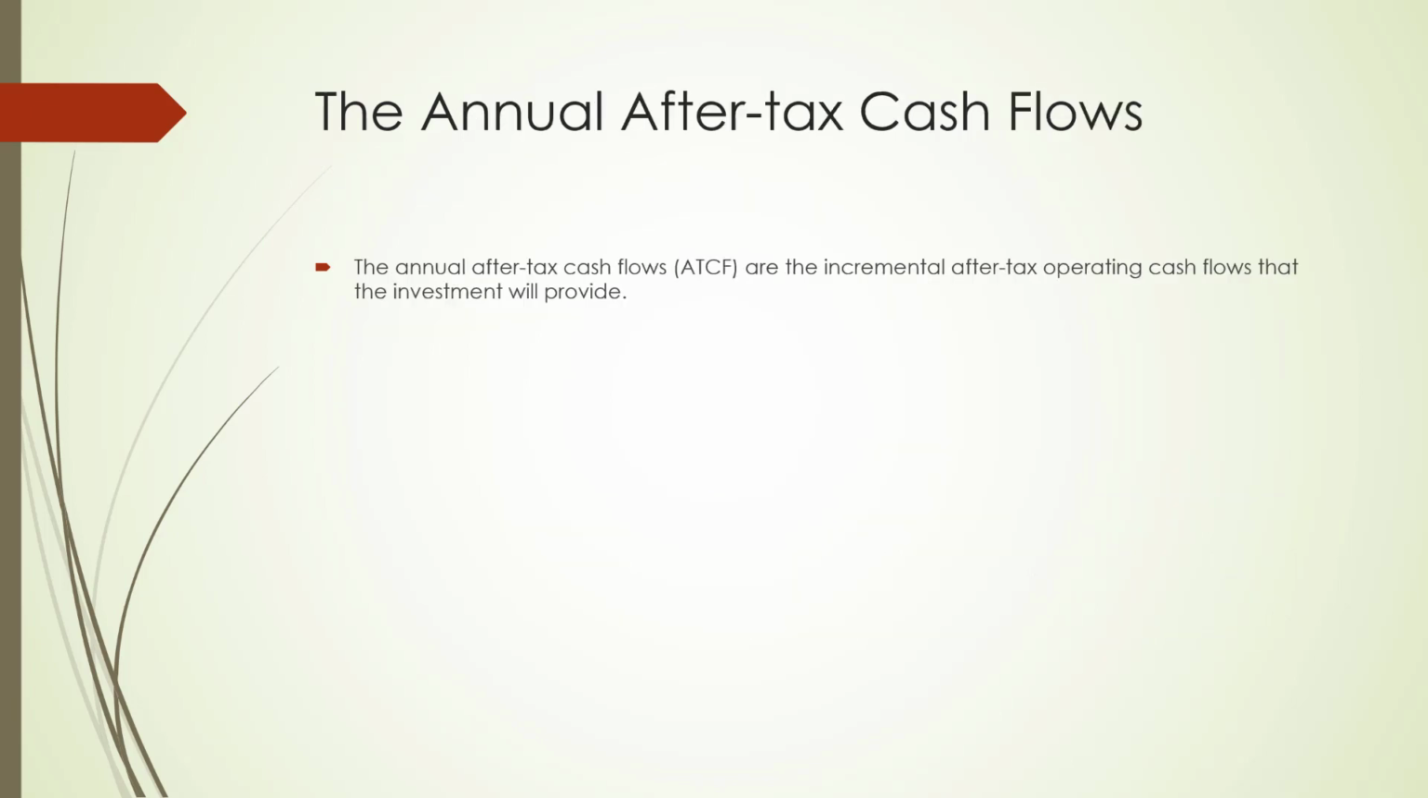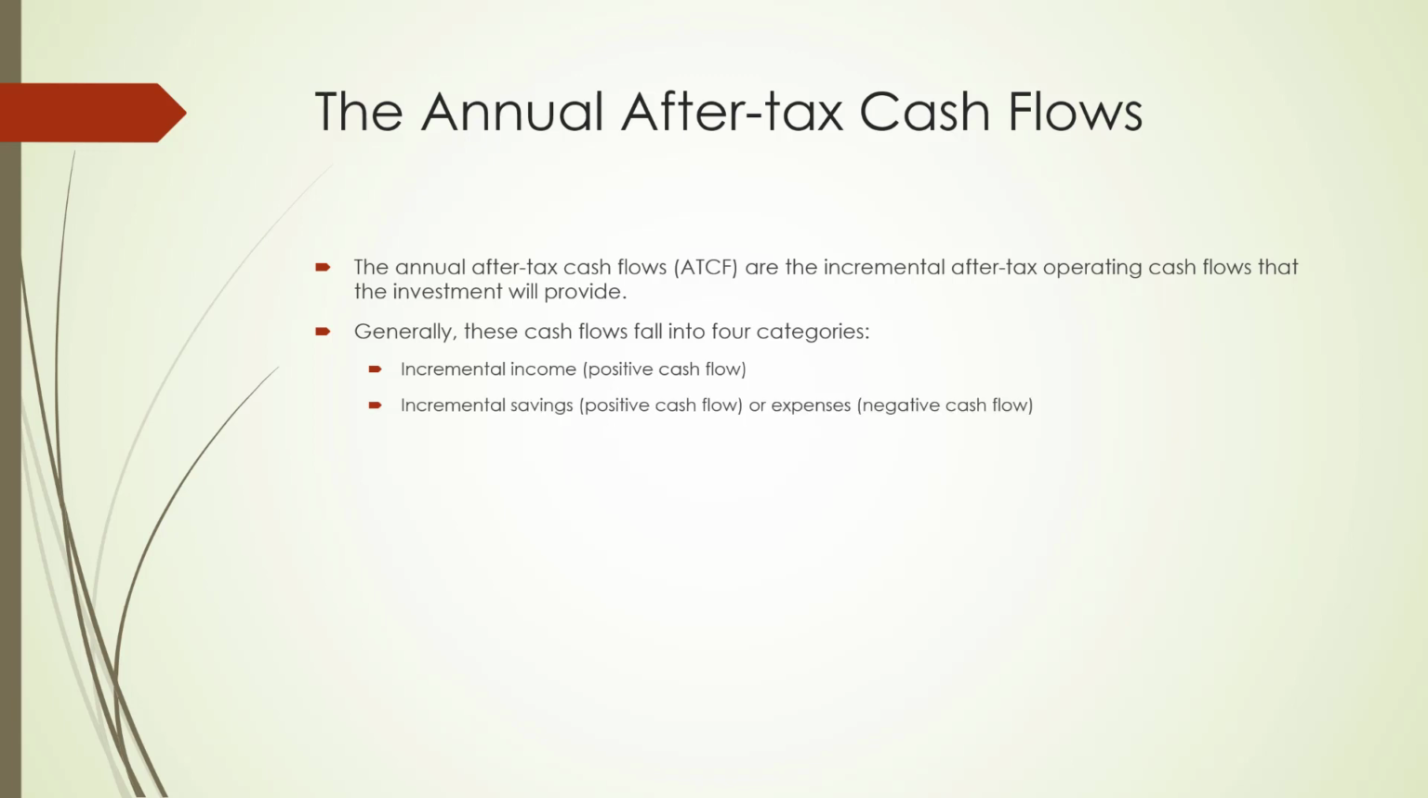Now, the annual after-tax cash flows are the incremental after-tax operating cash flows that are provided by the investment. Generally, these are going to fall into basically four categories. First of all, we might have some additional or incremental income. This would be a cash inflow, so it's positive. We might have some savings. For example, if we're buying a new machine, maybe it requires less maintenance than the old machine. So that would be a savings.